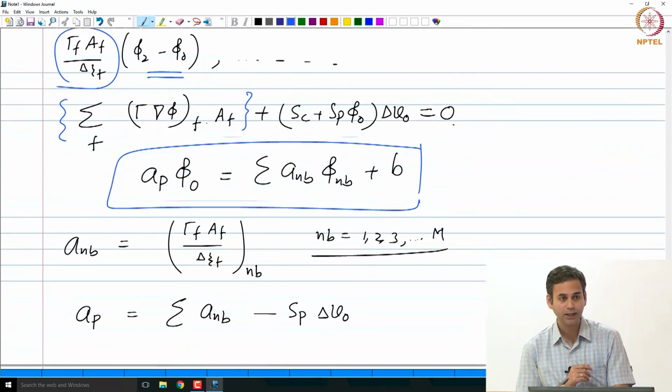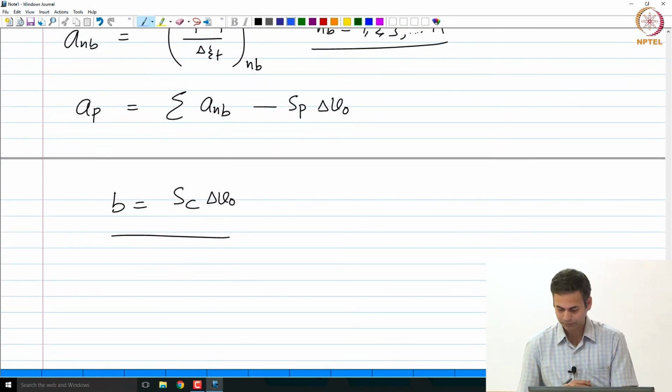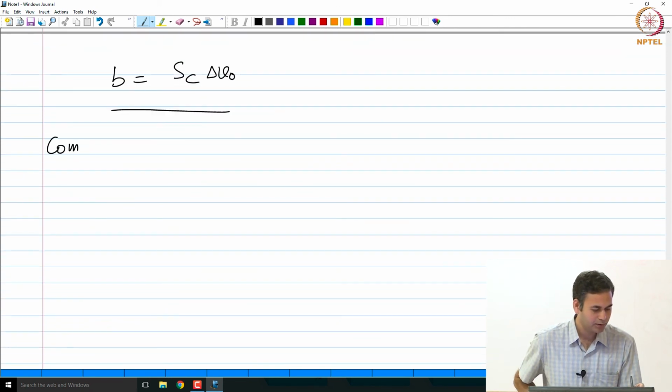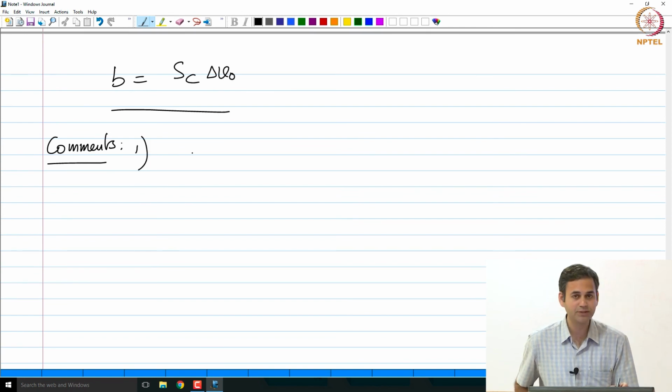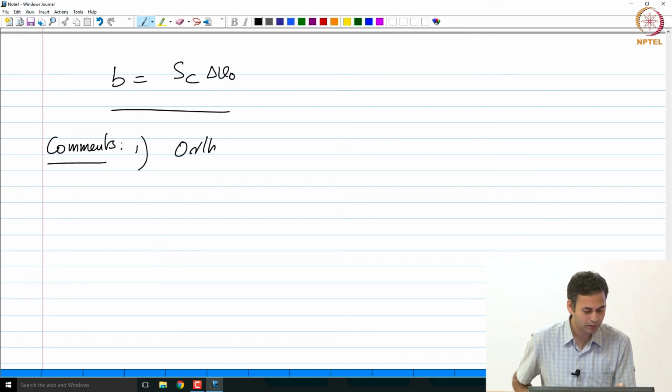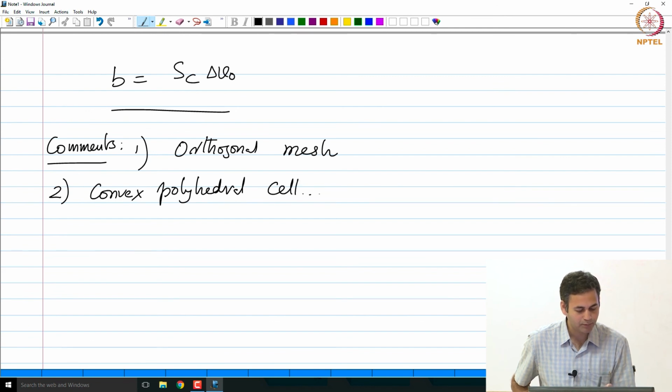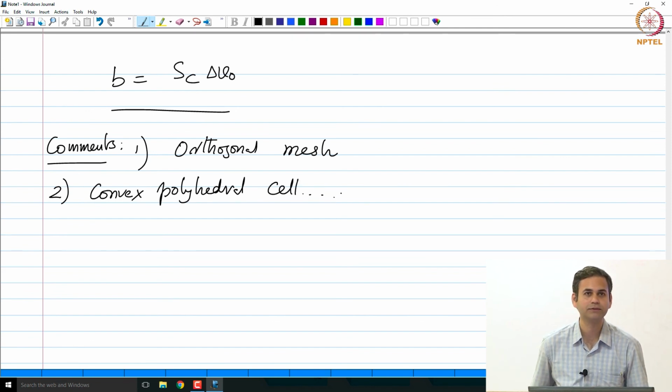So, then let me make a few comments so that we can finish this here. The comments are, so the assumption is that this is an orthogonal mesh, okay. What we have also assumed is that this is a convex polyhedral cell. What is a convex polyhedron? What is a convex polyhedron, sorry?